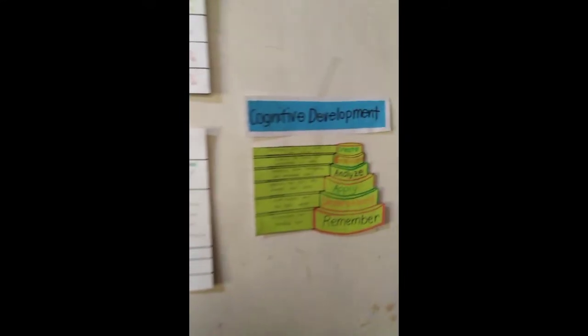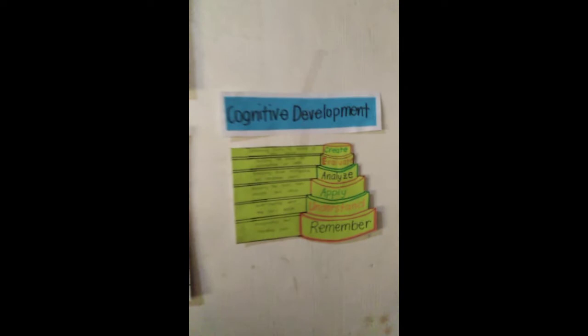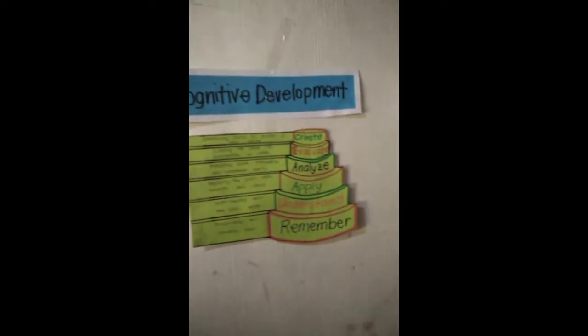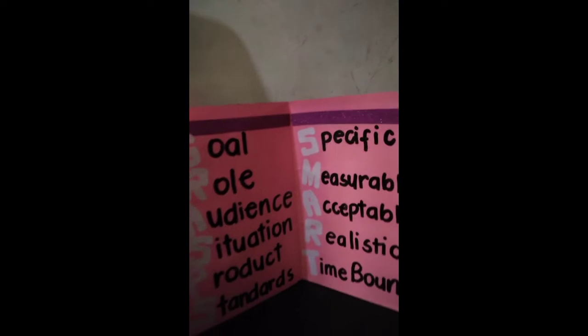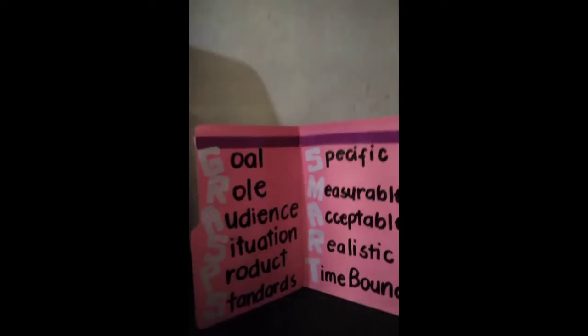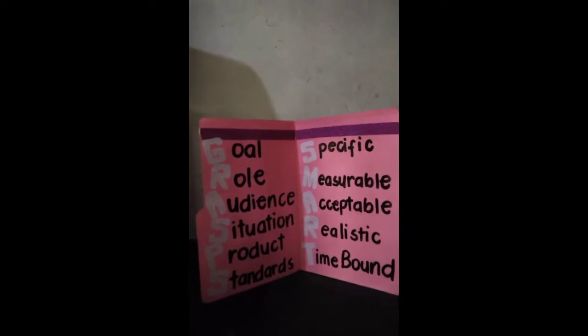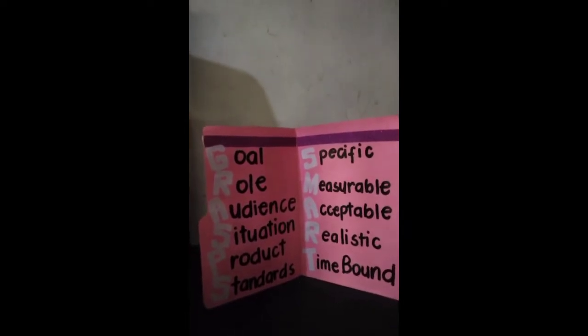The cognitive development: create, evaluate, analyze, apply, understand, and remember. The acronyms GRASP and SMART. GRASP means goal, role, audience, situation, product, and standards. And for SMART: specific, measurable, acceptable, realistic, and time-bound.